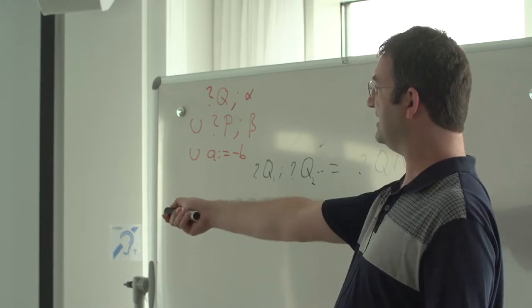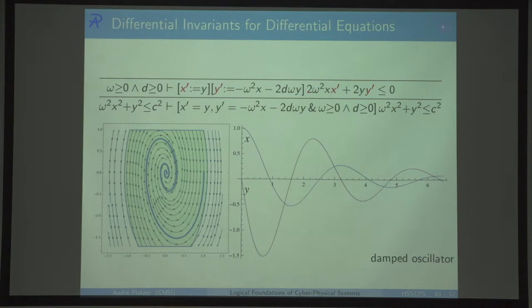So we do a proof by deriving this, forming the differential, which takes us to 2 omega squared x x prime plus 2 y y prime less or equals 0, because c doesn't have a derivative to speak of. And then we keep around a discrete shadow of this ODE, by which I mean an assignment that says to the variable x prime, I now assign the value y, because that's what my ODE apparently does. And to the variable y prime, I assign this term, because that's apparently what my ODE does.